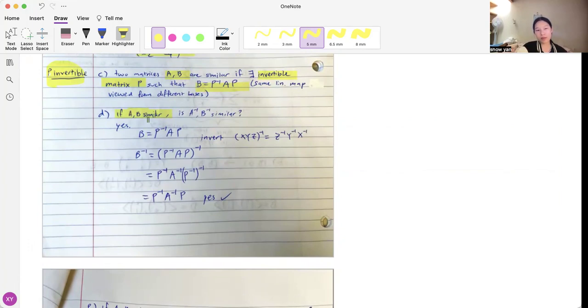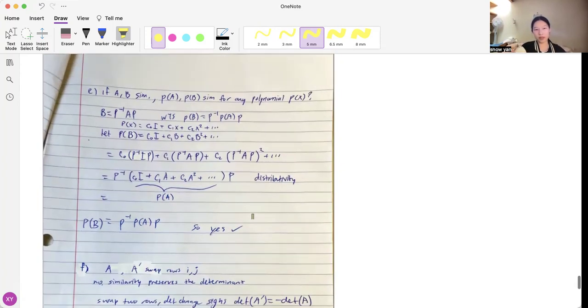Because we know that A, B are similar, we can just write B as P inverse A P. And we know that when we invert something in the form X, Y, Z, the inverse is Z inverse, Y inverse, X inverse, so it has to be swapped. So our B inverse would just be this thing inverted, so we would have P inverse A inverse P. We get it to the form. Great, awesome. A is invertible, A inverse is invertible as well. Okay, great. We were able to solve part D.